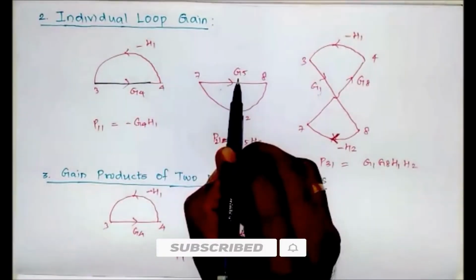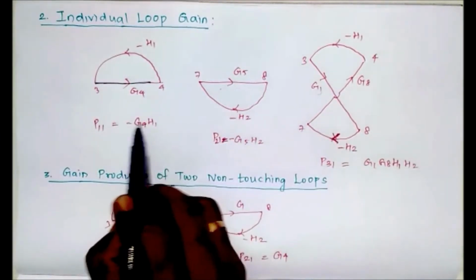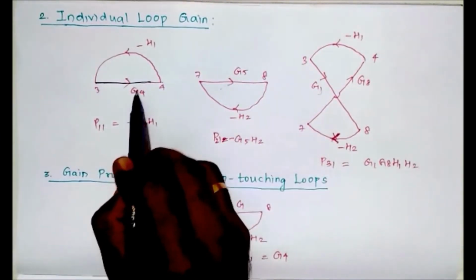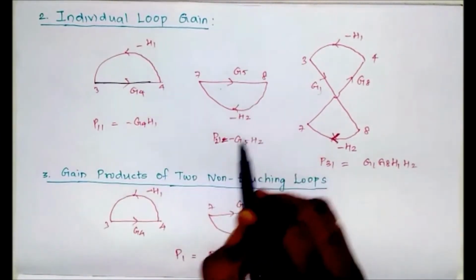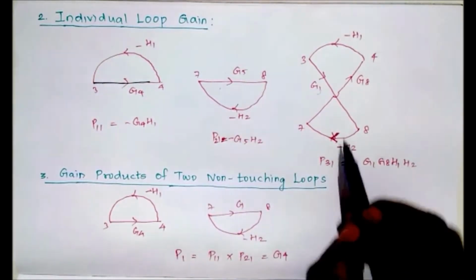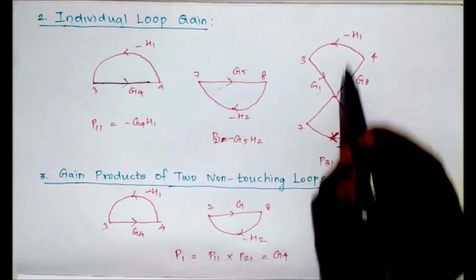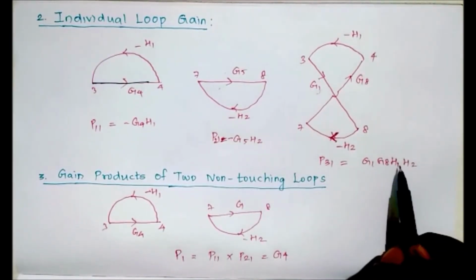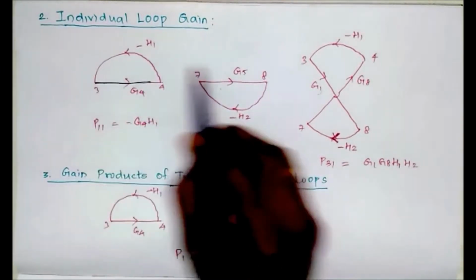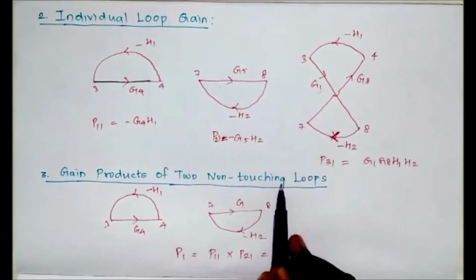These three are the individual non-touching loops. Its gain values are P11 equal to G4 into minus H1. P21 is G5 into minus H2. P31 is the multiplication of these four gains, G1, G8 into minus H1 into minus H2. Then from these individual three loops, next, gain products of two non-touching loops.